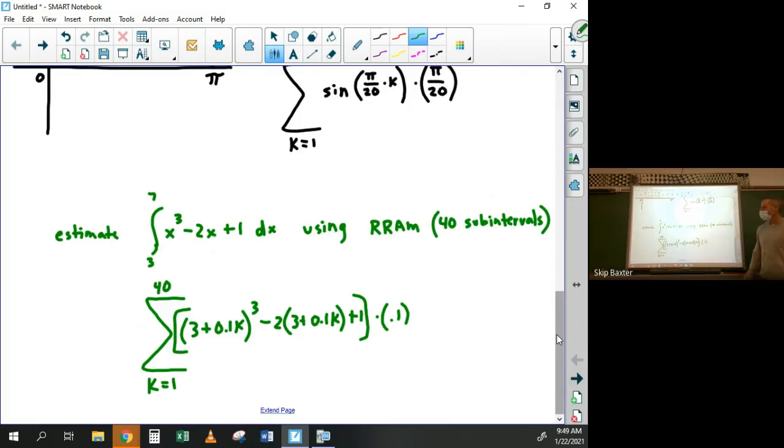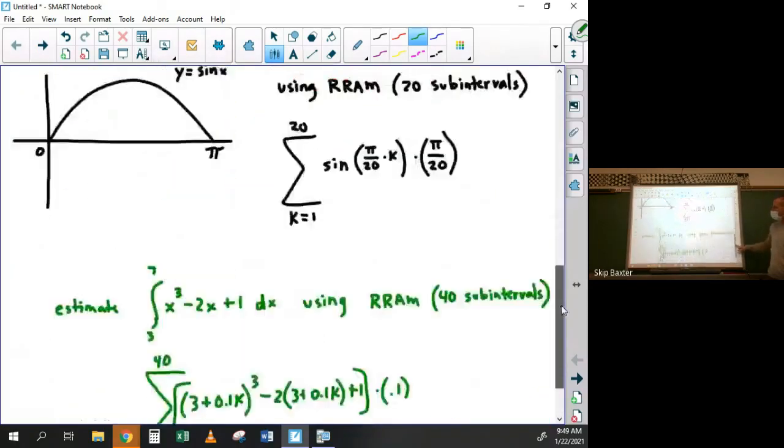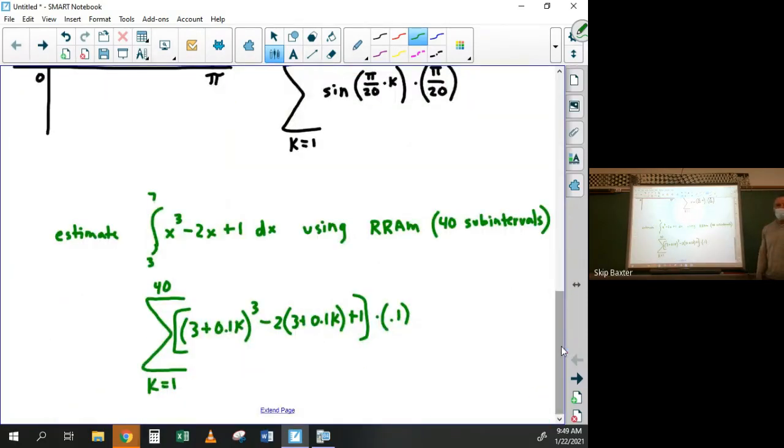That still wasn't that bad, right? I mean, I could do any of these with a right rectangular approximation method. What if it was left? What would be different in this problem, or in that problem? What would be different if it was the left rectangular approximation method? Not a lot. Start at 3. Yeah, exactly. That's all I would need to change.